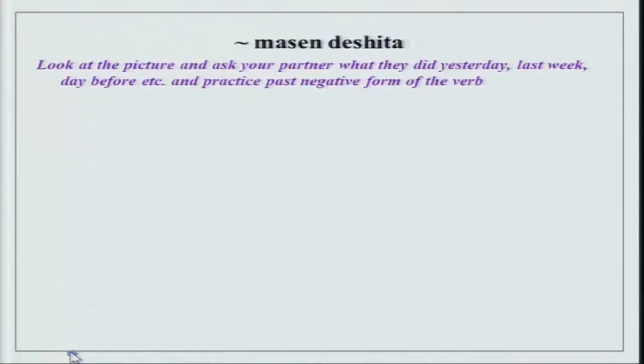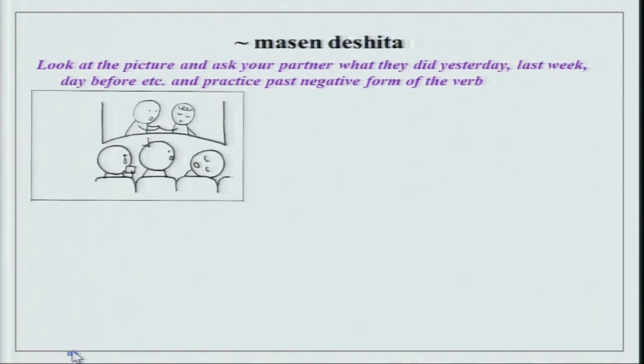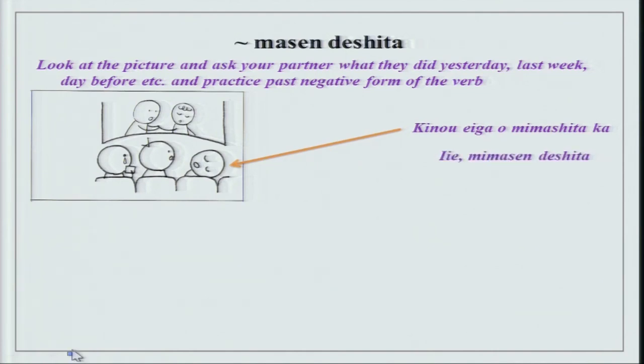Now, look at the picture and ask your partner what they did yesterday, last week, the day before, and practice the negative form of the verb, which we haven't done so far. You can look at this picture and see what is happening. These people are sitting and watching a film. Someone is sleeping, someone is crying, and someone is watching. So, kino eiga o mimashita ka? Iie, mimasen deshita. The answer is, because he is sleeping, iie mimasen deshita.